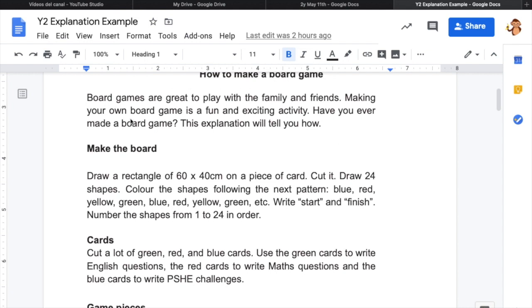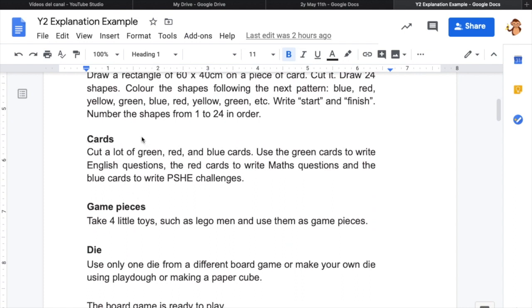So maybe this language here is a bit more complicated and you can stick or try to do it very similar to mine. But here you know every word, every single word. Then you have cards. Cut a lot of green, red, and blue cards. Use the green cards to write English questions, the red cards to write maths questions, and the blue cards to write PSAG challenges. Again, you know every word.